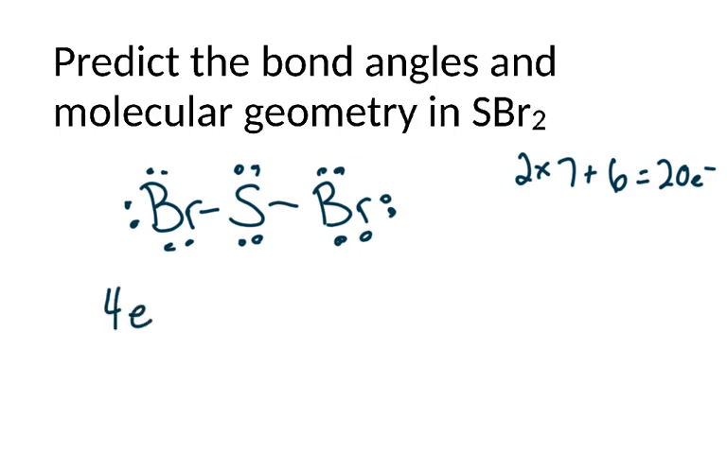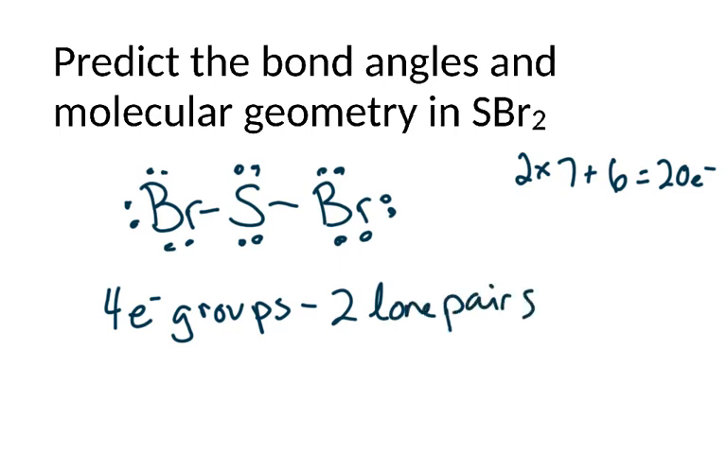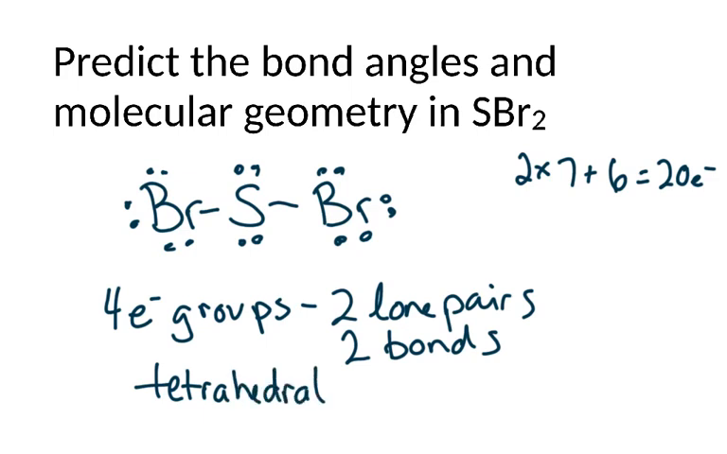I have 4 electron groups, 2 lone pairs, and 2 bonds. The 4 electron groups gets me to tetrahedral. And then the fact that it's 2 lone pairs and 2 bonds makes it bent. So my actual shape is not linear like that. A better way to draw it would be with the bromines kind of down at an angle to indicate that it's not linear. These lone pairs are taking up space up here.